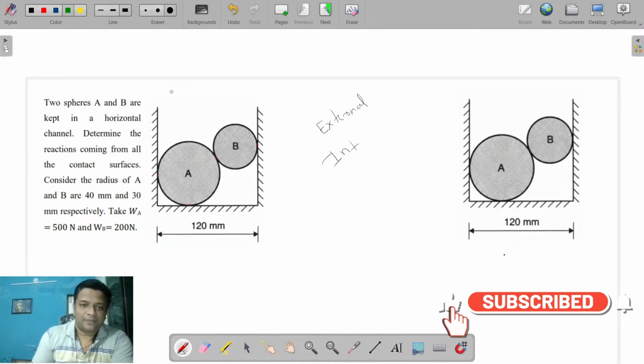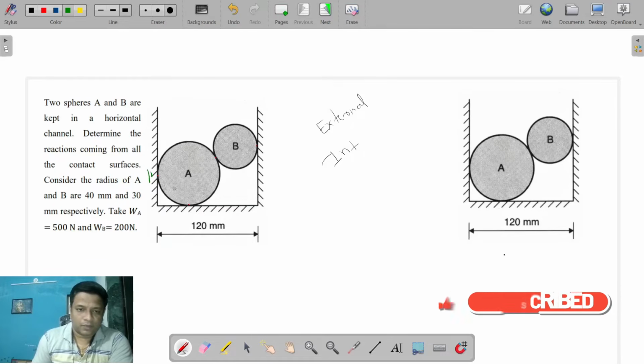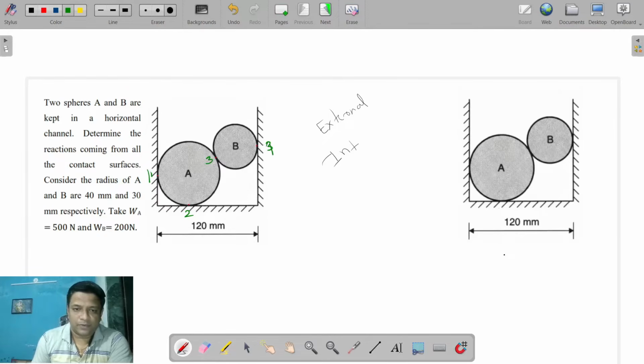So here we'll give the names. We'll identify this contact as point 1. This point we'll name as point number 2. This is point number 3. We'll call this point number 4. So there are 4 contacts: 1, 2, 3, and 4. Now we'll see how we can show the reactions here.